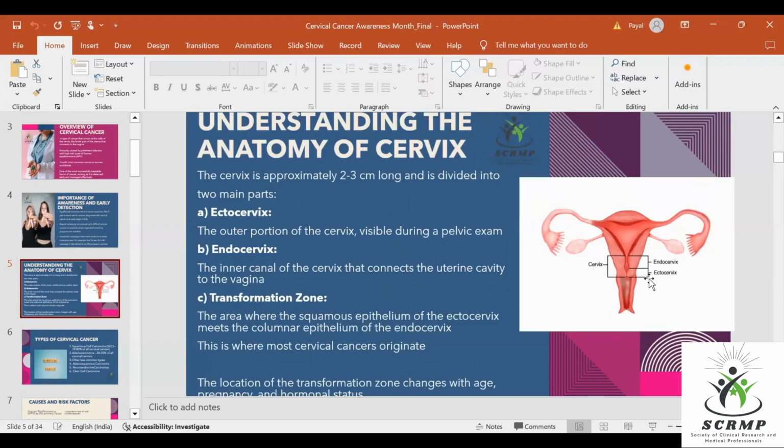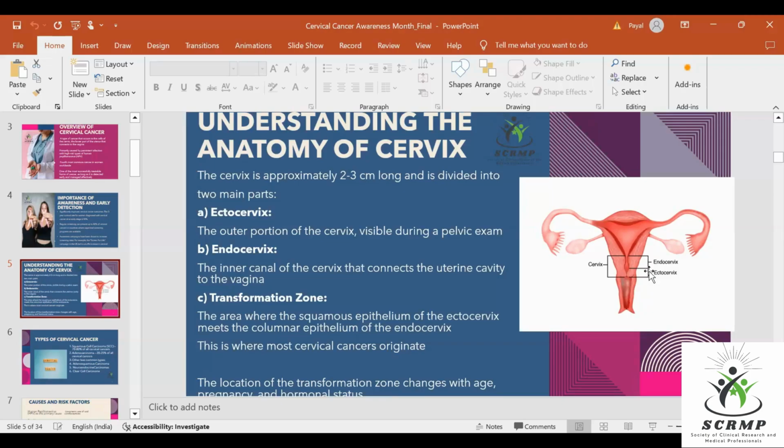Now this part is called the ectocervix. So ecto means outside, endo means inside. So ecto is the part that is facing outside, that is visible during pelvic examination. And the endo is the one that is facing inside the body, toward the uterine cavity. Now understand this part. There is a zone called the transformation zone where the ecto and endo meet.